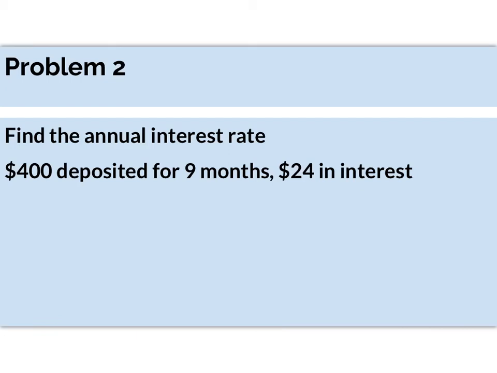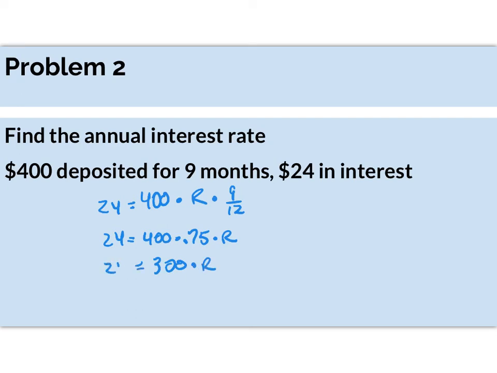Okay, find the annual interest rate. All right, so this is just straight multiplication again. So $400 times, we don't have a rate, 9 months out of 12 equals $24. So we got 24 equals 400 times 0.75 times R. And that will give us 300 times R equals 24. So we have to divide by 300 on both sides. And R equals 0.08. And we know that 8% is the rate. So $400 borrowed over 9 months, if $24 in interest is charged, then you know the rate is 8%.